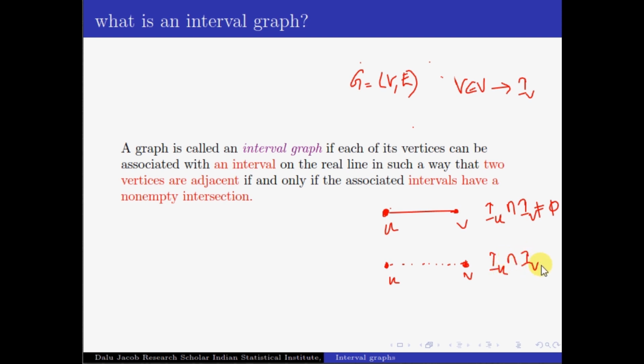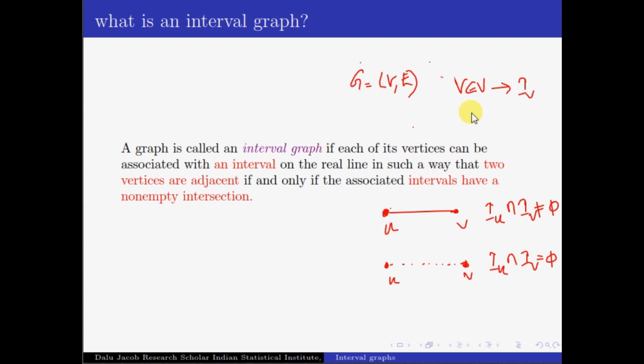This is the core part of the definition of an interval graph: each vertex should be associated with an interval on the real line in such a way that whenever two vertices are adjacent, their associated intervals intersect. On the other hand, if they are not adjacent, the intervals corresponding to those vertices must be disjoint. A graph which has such an interval representation is called an interval graph.